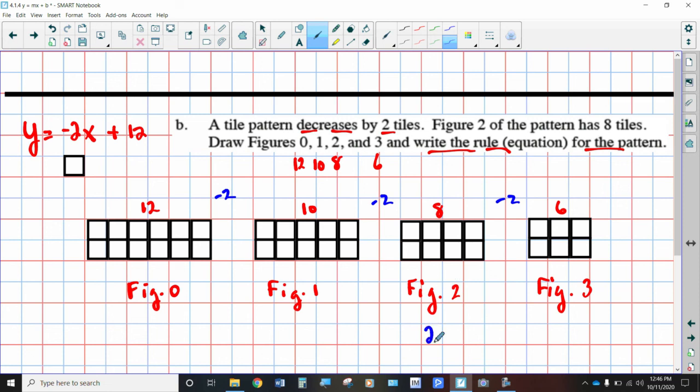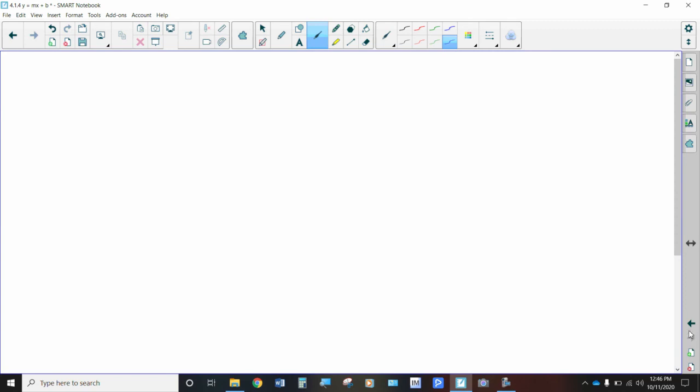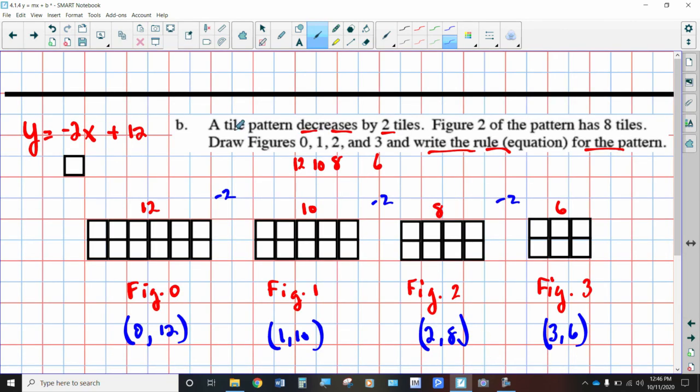Figure 2, this would be like 2, 8. This one here would be like 1, 10. And this one would be your y-intercept of 0, 12. And this one would be 3, 6. All right, is that about it? That is about it. All right, so we are starting to develop a deeper understanding of the connections between each one of these representations.